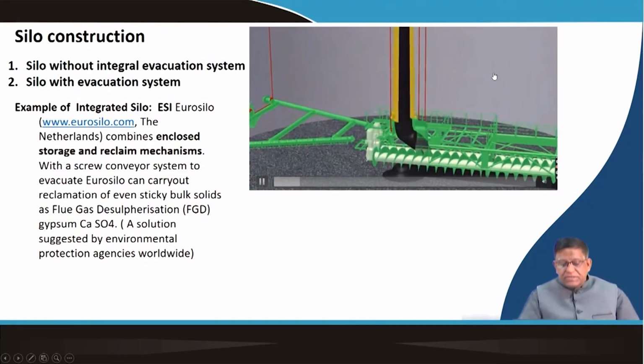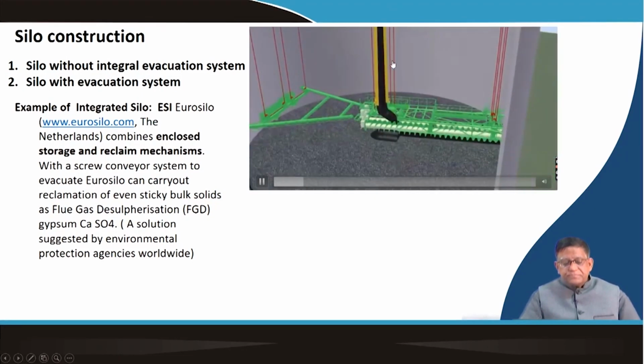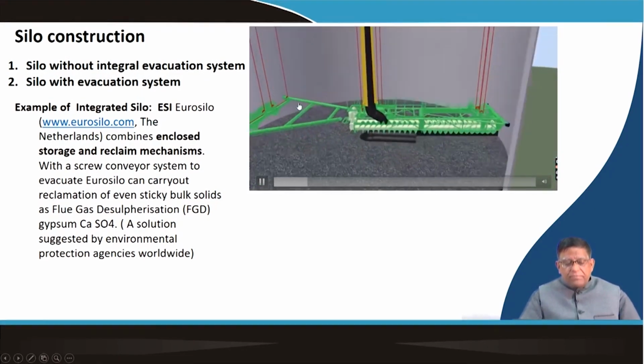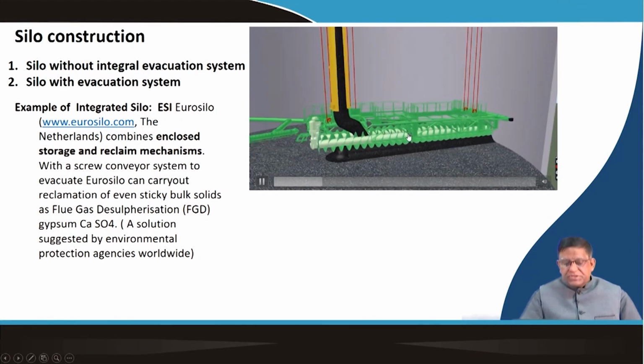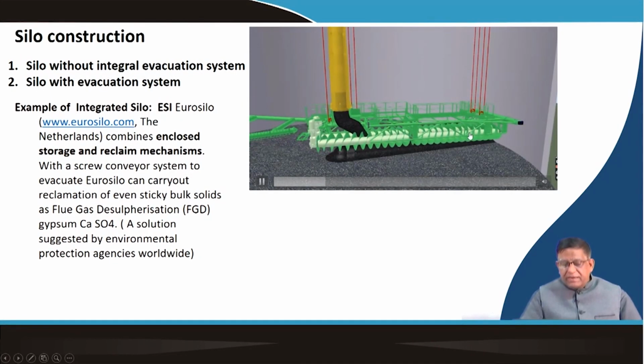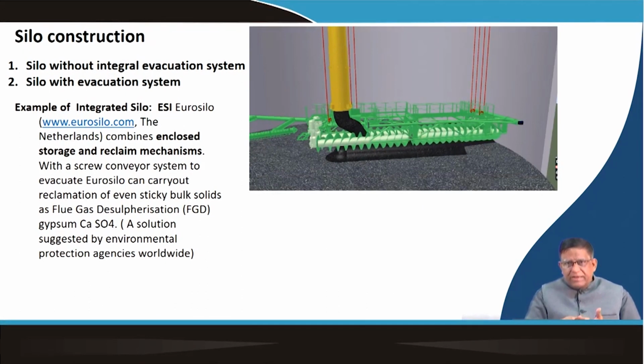Now, this is a very advanced system in which the material is brought through a telescopic type of conduit, and there is a screw conveyor system which spreads the material in the silo, so that the layer of material is formed within it.